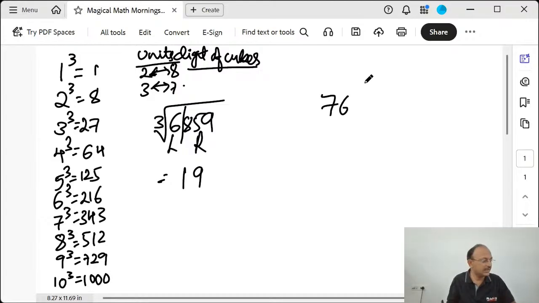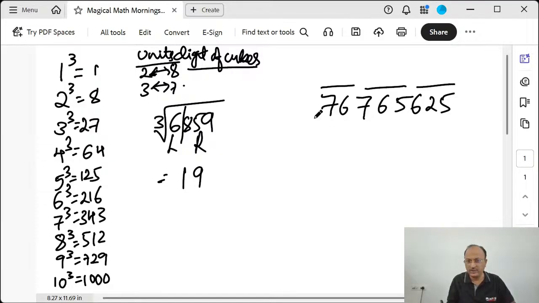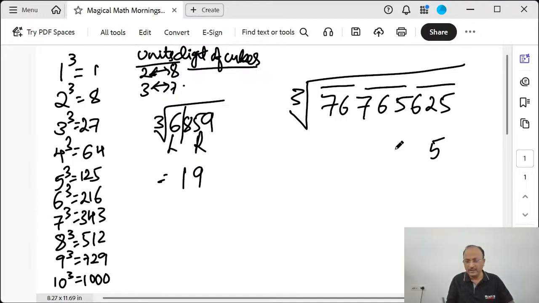7 6. I'm taking some examples, okay? 7 6 5 6 2 5. 3 digits one group, 3 digits one group, remaining 2 one group, correct? It's cube root we wanted to find out. What is the right side digit? 5. Left side digit is 4. Middle digit for us, what do we get?